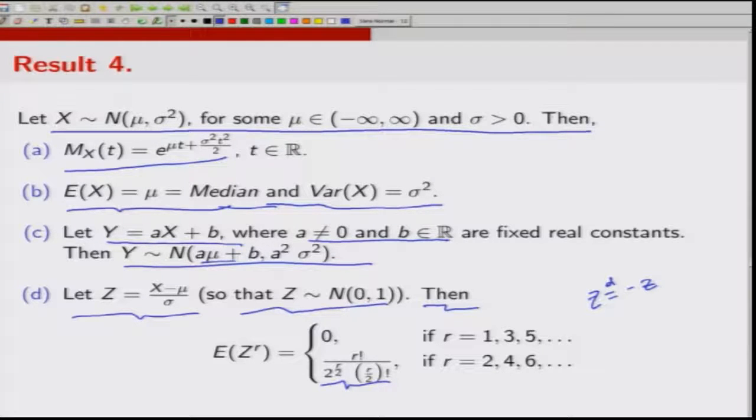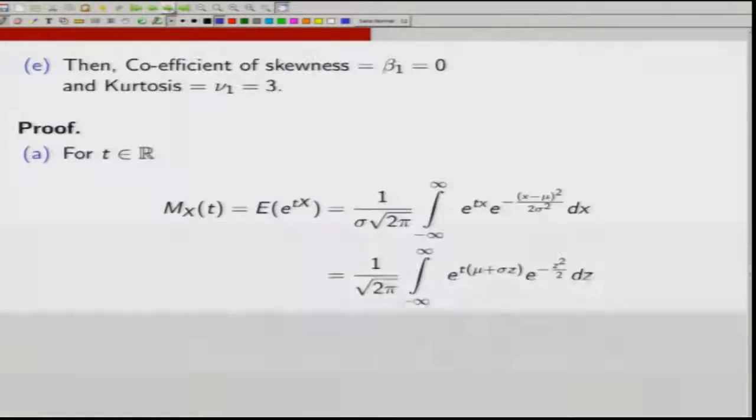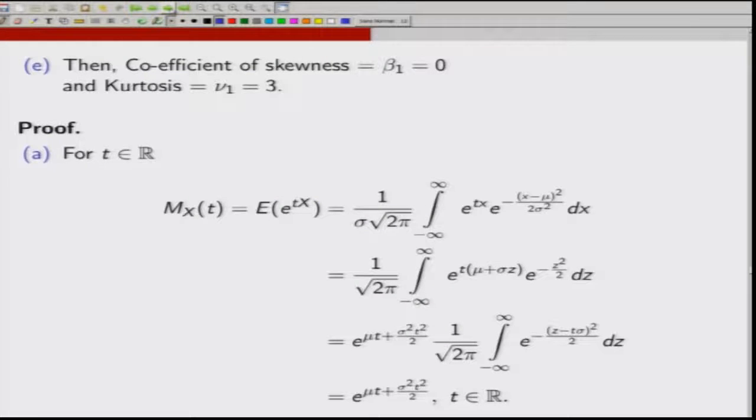So let us try to derive these results. Before that, let me state another result. The coefficient of skewness in this case is 0 because the normal distribution is symmetric about mu. So the coefficient of skewness turns out to be 0, and its kurtosis turns out to be 3.